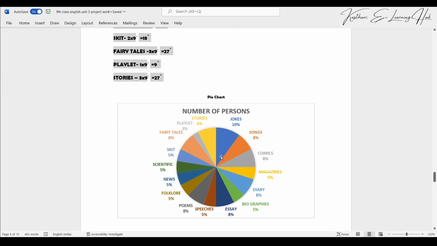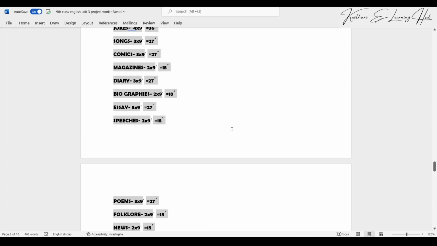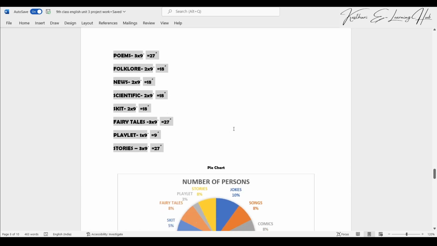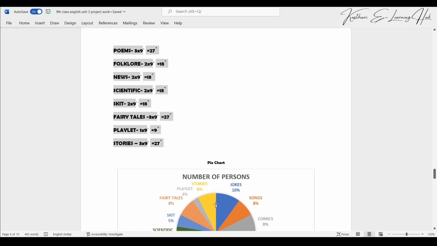With this at the base, measure 36 degrees. Here it is, 36 degrees. Okay, and draw a ray, and that is for jokes. Next, what is there? Stories. Stories, how many degrees? Yeah, 27 degrees. Now you have to keep this as the base, take 27 degrees and draw a ray.